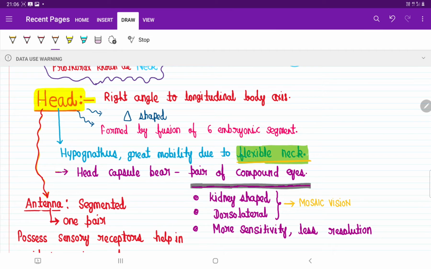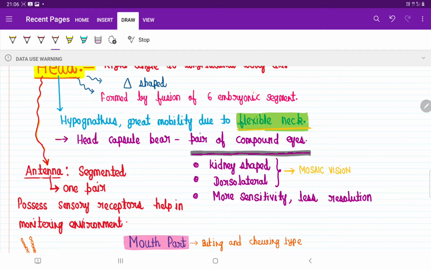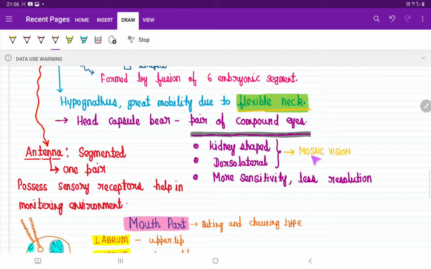After the head they have the thorax, isn't it? The first thoracic segment is called prothorax. The first thoracic segment extends and joins the head; I am repeating again, we will call it neck. Because of the presence of the neck, the flexibility of the head is very high, right? Their head is almost triangular in shape, and on the head, kidney shaped dorsolateral compound eyes are present.